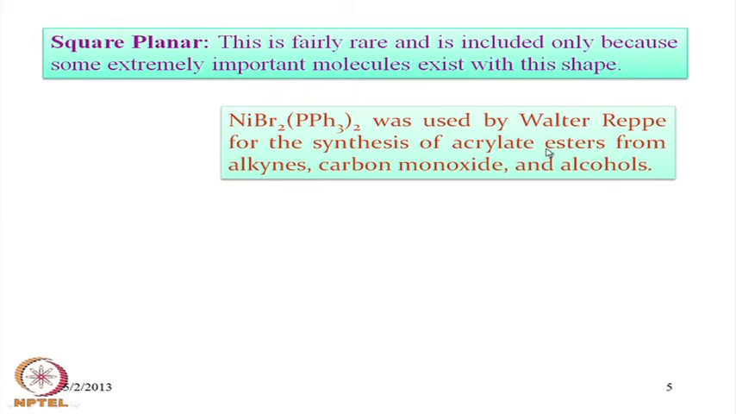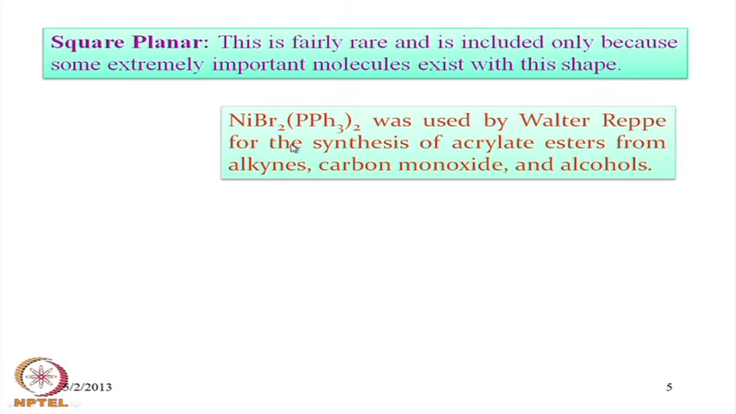This is a typical example of an organic transformation, particularly the acrylate based esters for the formation of polymers afterwards, but the starting materials are very simple: acetylene type of molecules, that means alkynes, carbon monoxide and alcohol. And this particular compound with a coordination number of 4, NiBr2 phosphine 2, is used as a good catalyst, and this nickel is in +2 oxidation state.